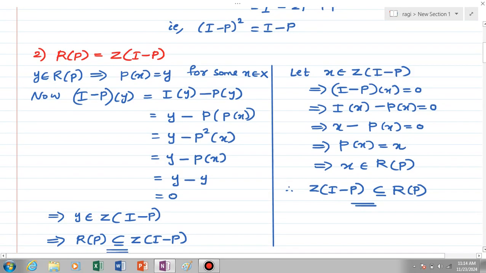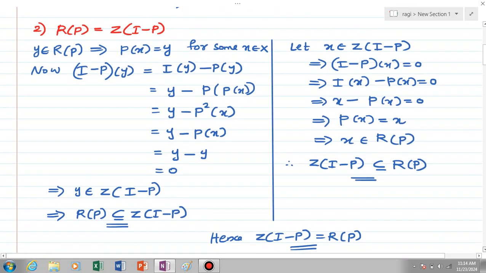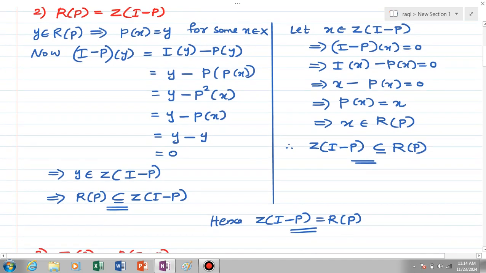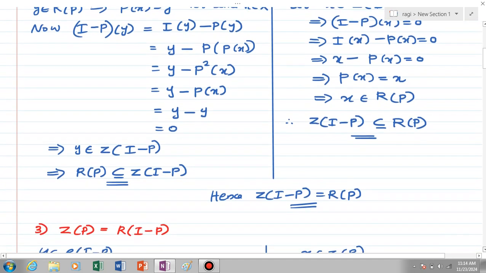Again, let X element of Z of I minus P. This means that (I minus P) of X is equal to 0, and so I of X minus P of X is equal to 0. This means that X minus P of X is equal to 0, meaning P of X is equal to X. This implies X is an element of the range space of P, and hence Z of I minus P is a subset of R of P. From this together, we can see that Z of I minus P is equal to R of P.